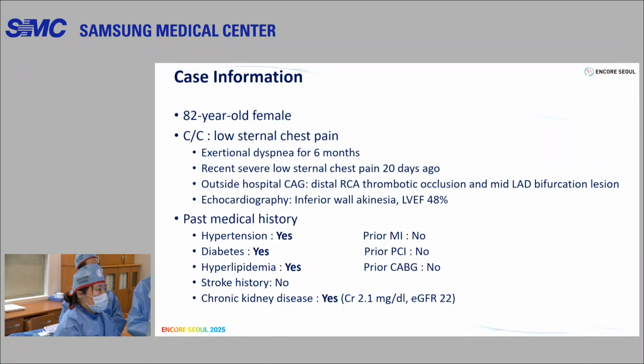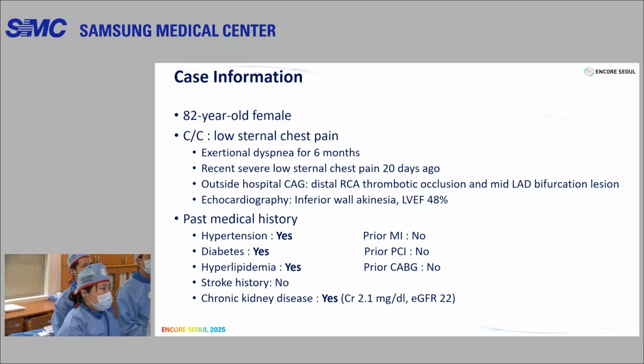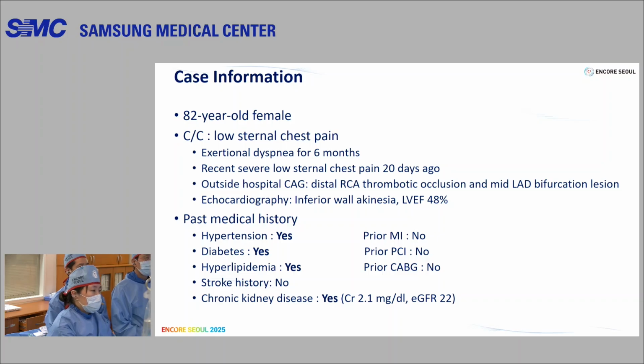This is an 82-year-old female who presented with exertional dyspnea for 6 months and had a severe chest pain 20 days ago. Her past medical history includes hypertension, diabetes, hyperlipidemia, and chronic kidney disease with an eGFR of 22. At the outside hospital, coronary angiography was performed. It shows the distal RCA thrombotic occlusion and significant stenosis at mid-LAD bifurcation lesion. Next.